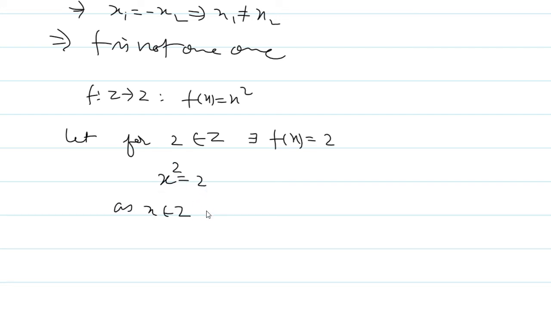As x belongs to Z in the domain, Z is the set of all integers. So there is no integer such that its square is equal to 2. There is no such integer whose square is 2. So hence f is not onto.